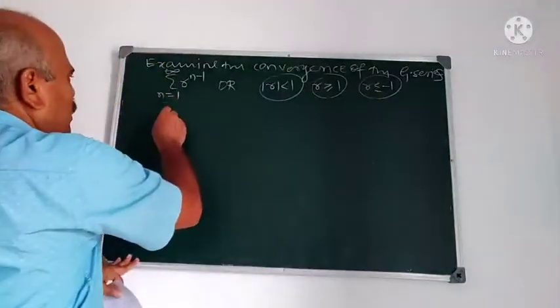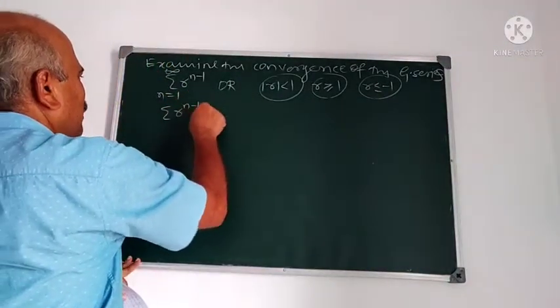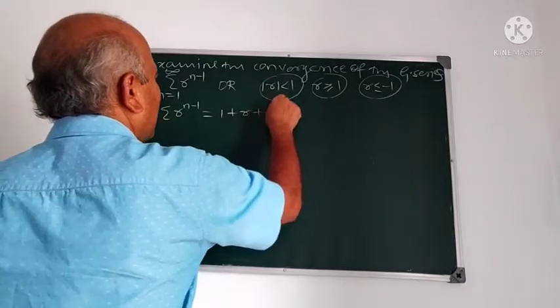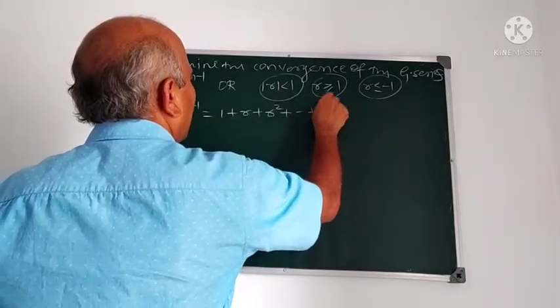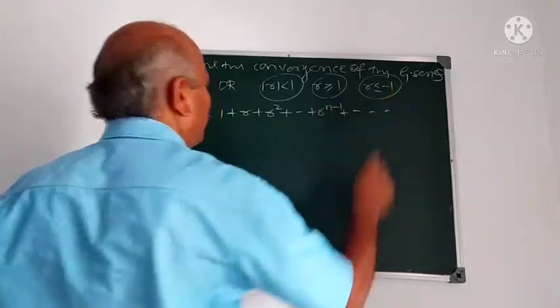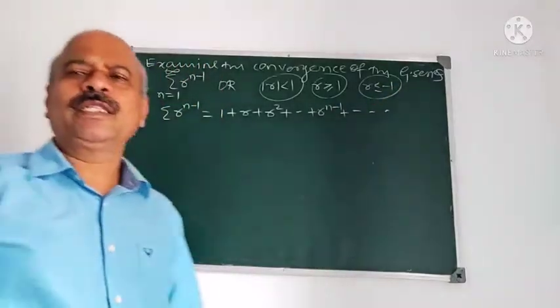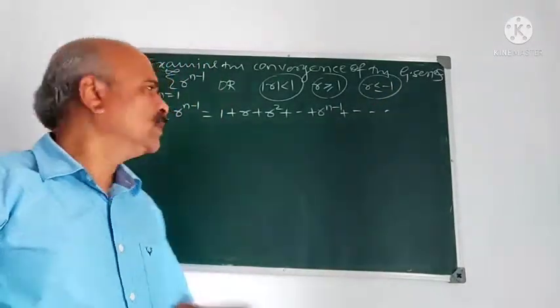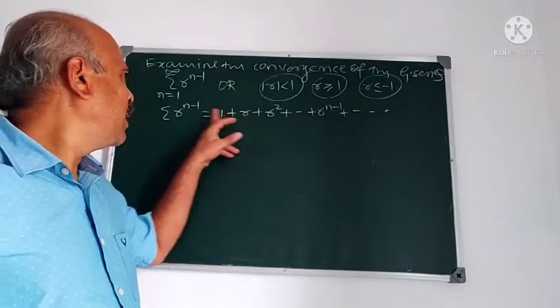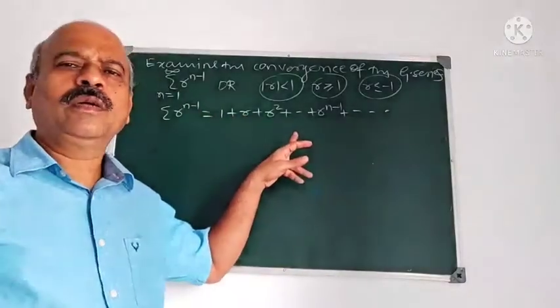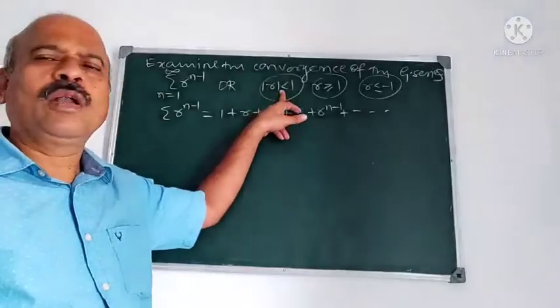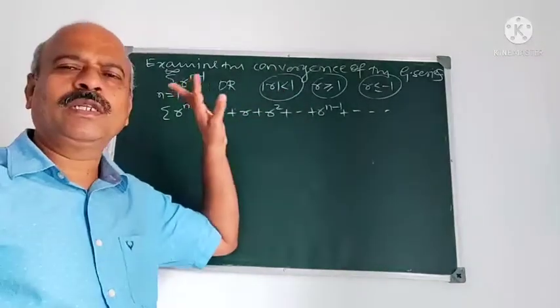Now, what is this geometric series? Sigma r raised to n minus 1 means 1 plus r plus r square plus etc. r raised to n minus 1 plus so on. This is the geometric series. You have some idea about this geometric series. What is r here? r is called the common ratio. If mod r is less than 1, it converges.